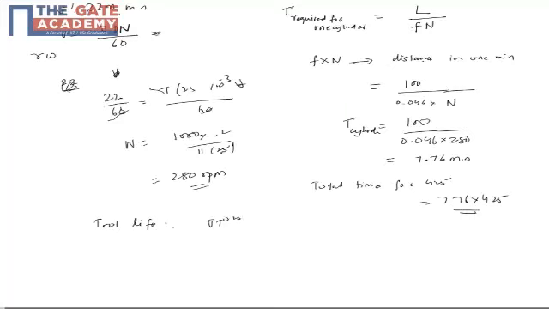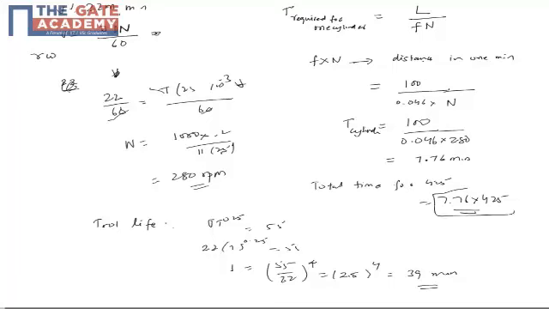V t power 0.25 is 55, that is the constant. The cutting speed is given as 22 and t power 0.25 is 55. So from this the tool life will be 55 by 22 whole power 4. This is 1 by 0.25, so it will be whole power 4, and this comes out to be 2.5 whole power 4. So this will be close to 39. Okay, so 39 minutes is the tool life for one tool.